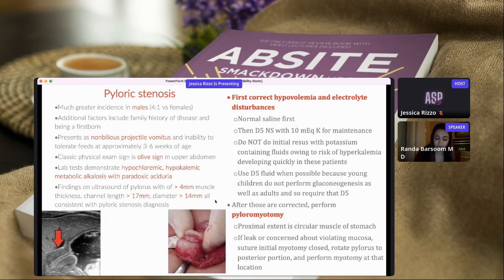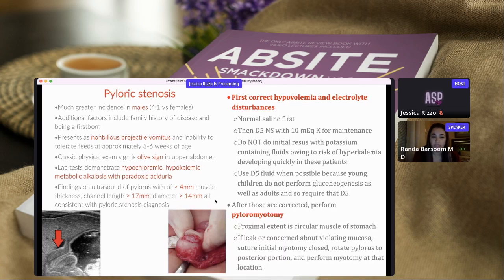Pyloric stenosis, very, very common. I know I've seen it a lot on my pediatric surgery rotation, and they love to test it. There are so many questions they can get out of pyloric stenosis. So obviously, most commonly in males, actually a 4-to-1 ratio. And what the baby will present with is non-bilious projectile vomiting. Remember that the classic sign is this olive sign. And then the classic laboratory finding is hypochloremic, hypokalemic metabolic alkalosis, or the paradoxical aciduria.